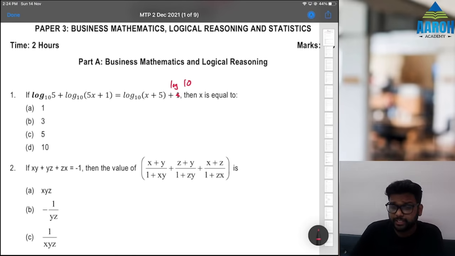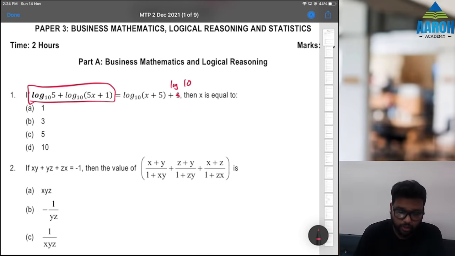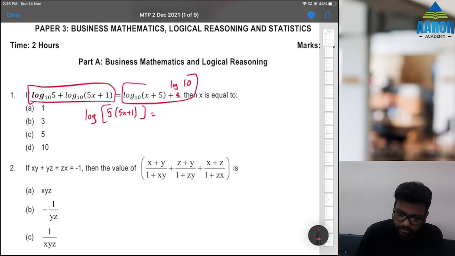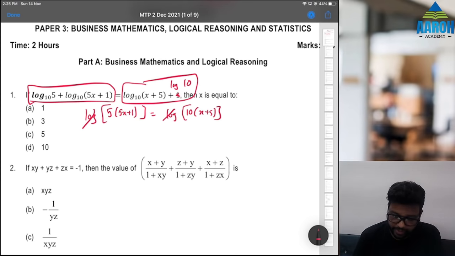Now everything has base 10 and everything has log. So let's combine these. Log a plus log b is log of ab. Again, log a plus log b will be log of 10 into (x plus 5). Now we can just remove log from both sides. So 5 into (5x plus 1) is equal to 10 into (x plus 5).